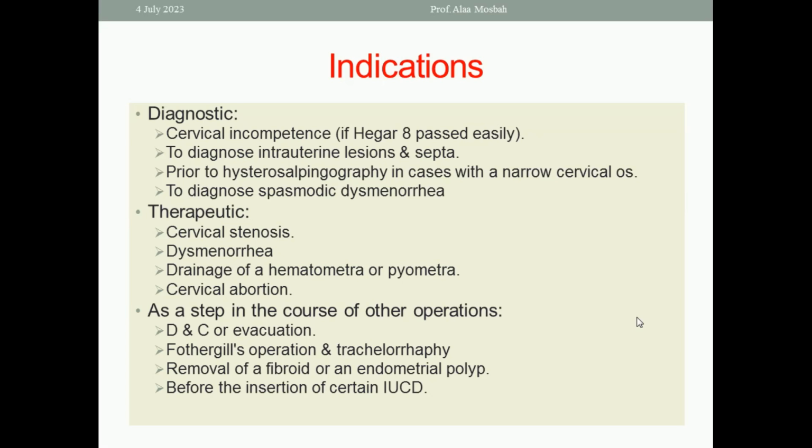Also, therapeutic indications like cervical stenosis, like dysmenorrhea, like drainage of hematometra or pyometra, like cervical abortion. Also, as a step in the course of other operations like D&C or evacuation, like vaginal operations and trachelorrhaphy or amputation of the cervix, like removal of fibroid or an endometrial polyp, before the insertion of certain IUDs, also before removal of certain IUDs, you may need a Hegar dilator in some cases, okay? In some cases.